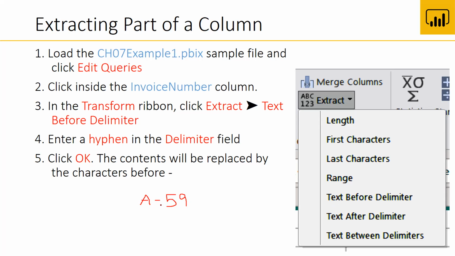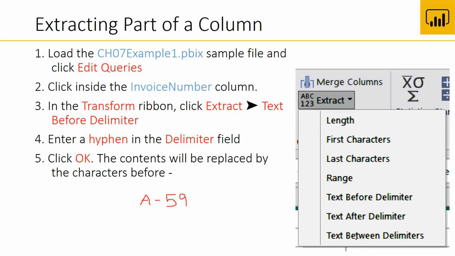Suppose we want to extract these letters A, B, C, D, the category of the house, then we can extract text before delimiter. Text after delimiter means if we want to extract the house number in a separate column and the category in another column, we extract text before delimiter and text after delimiter. These are the two options.